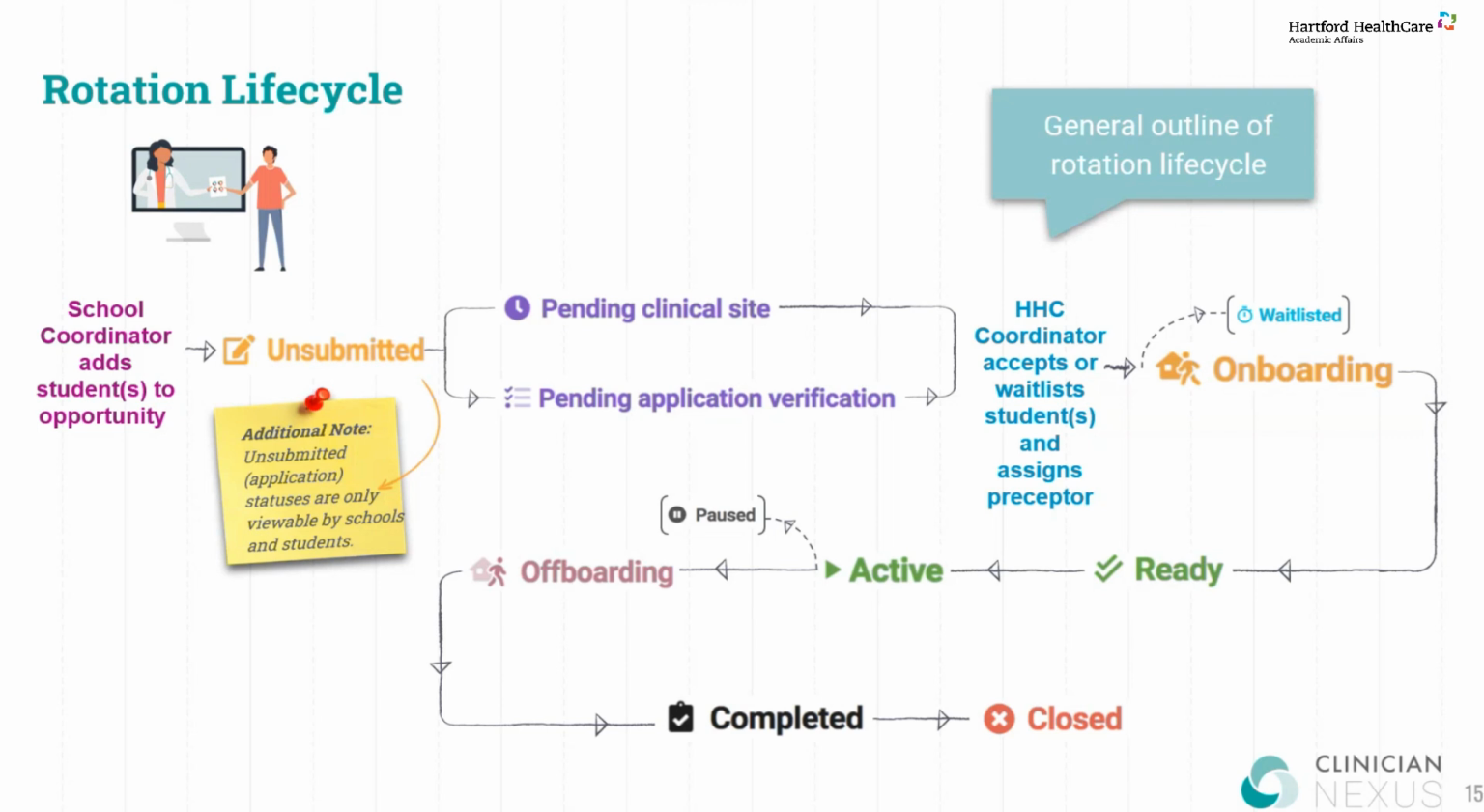If there's any reason that they shouldn't advance, we have the option to pause a rotation. Maybe you need to pause it because they're going to start later and you're not sure what that start date is going to be, but you'd be able to do that. And then once their rotation has ended, they'll move to offboarding. Once any requirements that are needed after the rotation ends are complete, the student will move into a completed status. Or if at any point in this process you determine that you can't take the student, they would go into a closed status.